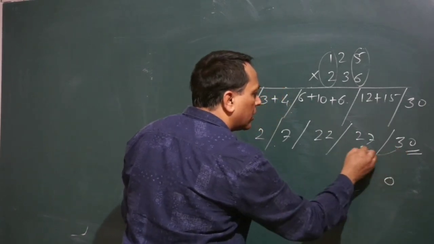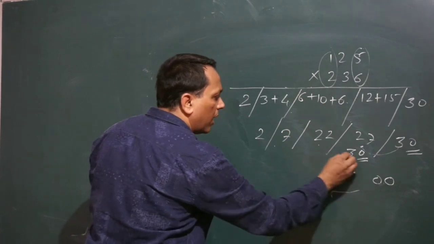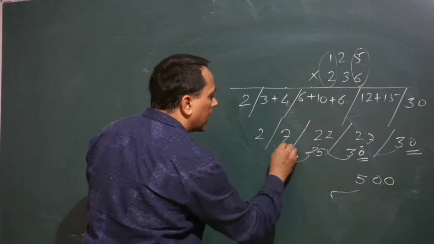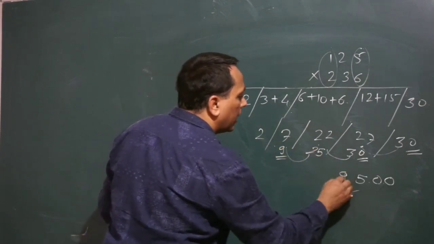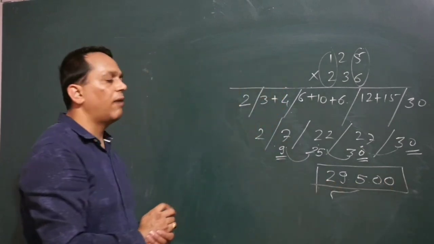We add 3 here, so it becomes 30. We take again 0, 3 is added to this part, it becomes 25. We take 5 here, 2 is added to this part, it becomes 9, and this part is 2. So this is our answer, 29500.